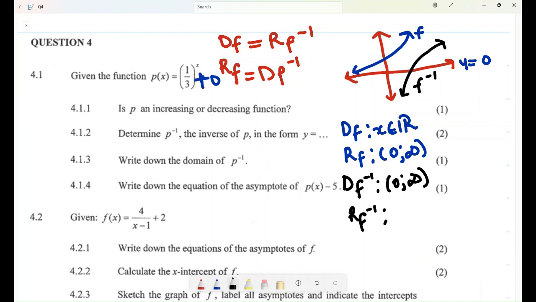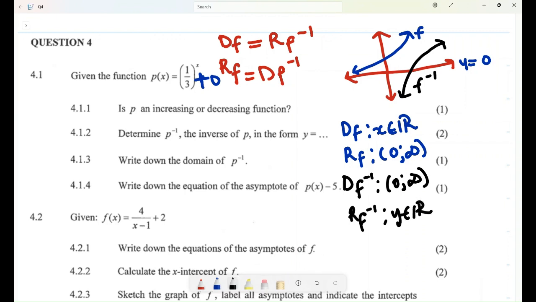The range of the inverse, oh, I forgot to say y is an element of. I'll just write it. Therefore, the range of the inverse: can you check from the bottom? It is negative infinity, then it goes up to positive infinity. So we're gonna say y is an element of real numbers.